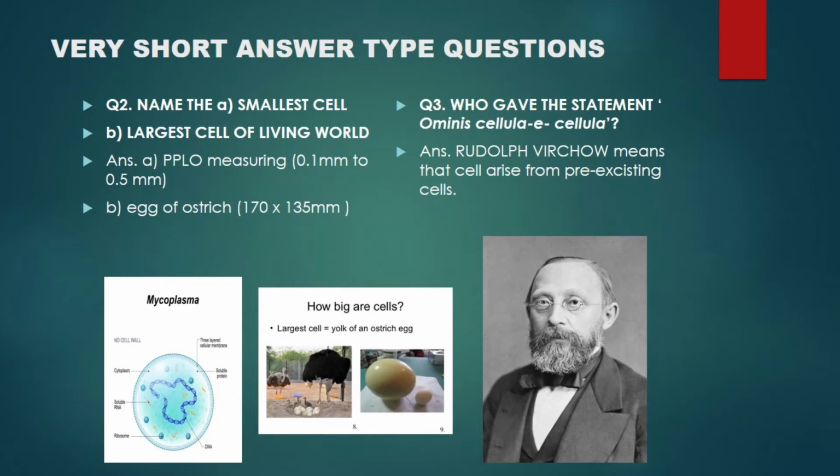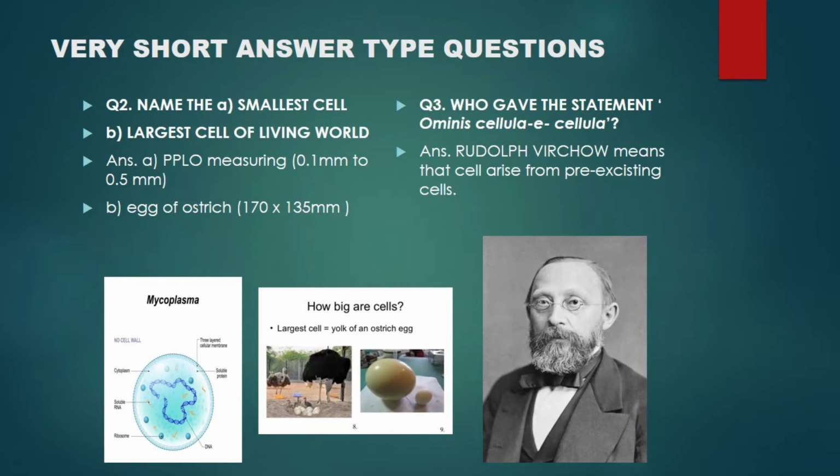Next, coming to the next question, who gave the statement omnis cellula e cellula? Okay, this we discussed already in part 1. This is Rudolf Virchow, meaning that the cell arises from pre-existing cells. Okay, hope you are clear on that. Those who have seen part 1 will be more thorough with this one. Try to update yourself with part 1 so you can get it more clearly.